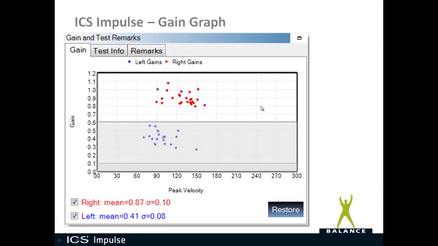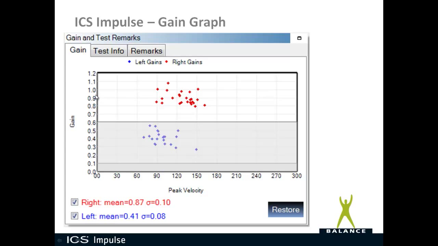As I said before, white is within normal limits, light gray is unilateral loss, and this dark gray band below 0.1 is bilateral loss. Down the bottom left, you also have the mean, or the average of all the right gains. And in this patient, it's 0.87. And then you've got the average of all the left gains, which is 0.41. And the standard deviation of each of those. If you want to just display a right one or a left one, then you can uncheck the box.